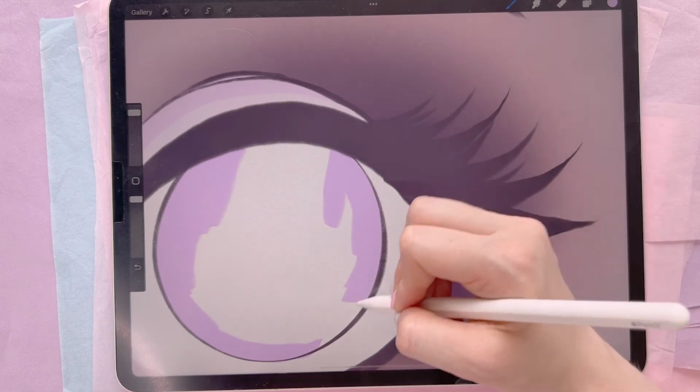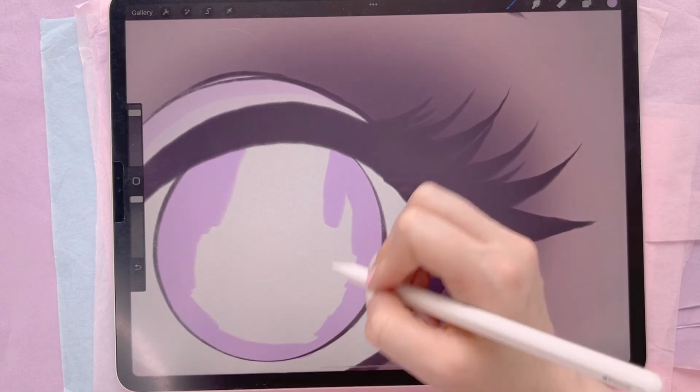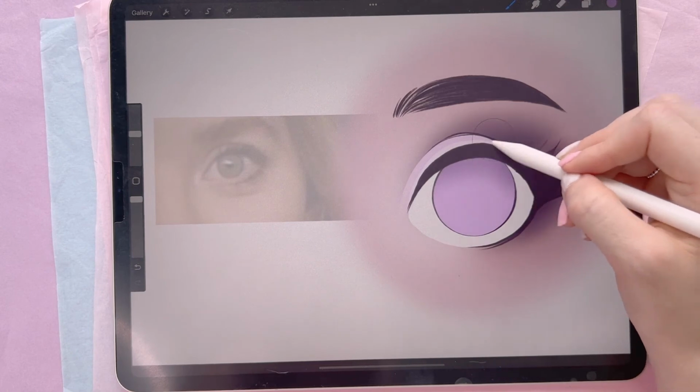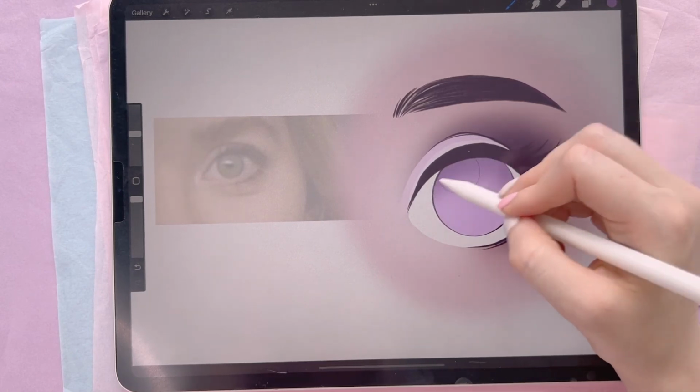I hope this was helpful for you, and I hope it's given you guys a bit more of an idea of how to draw eyes and also maybe how to stylize them in your own way.